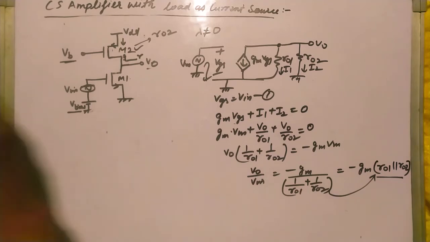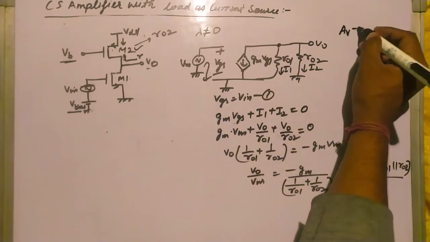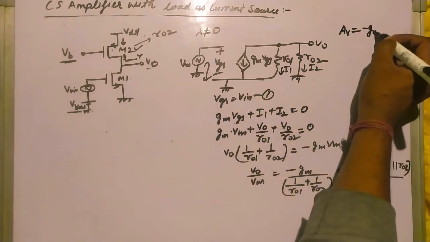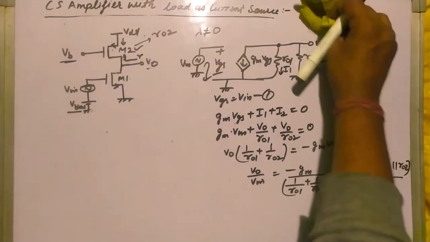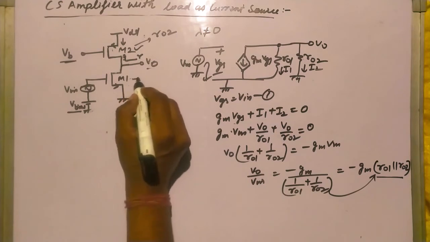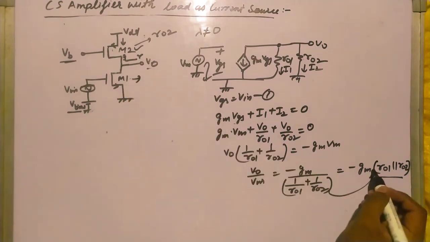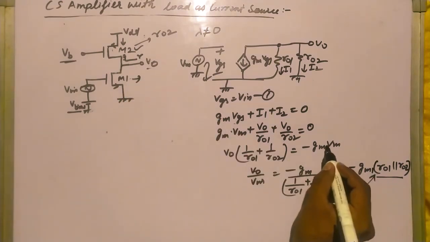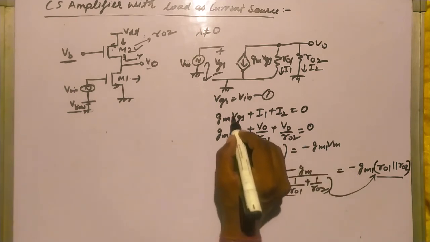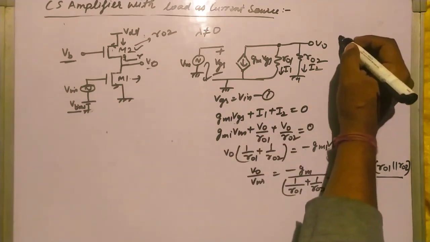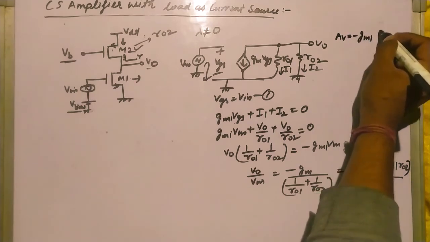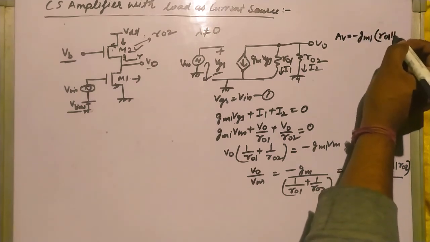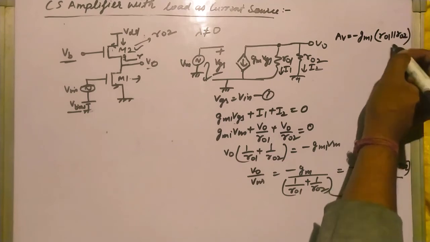So the gain AV we calculated is equal to minus GM, where GM is the gain for this transistor only. So I am calling it GM1. So AV equals minus GM1 into R01 parallel R02. This is the gain.